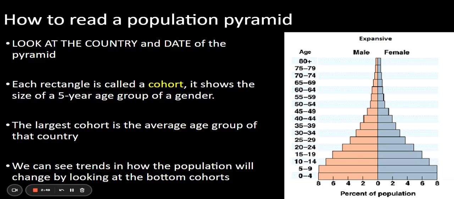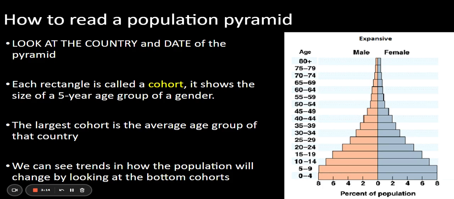Each rectangle that you see, like this, is called a cohort. So you would say, I want to look at the 10 to 14 male cohort. The demographic people know what you're talking about, and they'll start doing research. The largest cohort is the average age group of that country. So for this country that doesn't exist, it's the 0 to 4 age group. It is the biggest age group.